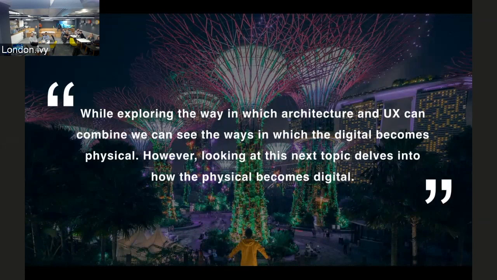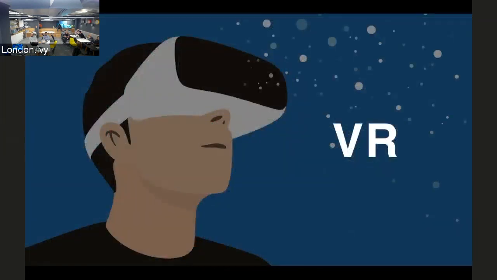While leaving architecture behind, I want to leave this section of the talk with this. While exploring the ways in which architecture and UX can combine, you can see the ways in which digital becomes physical. However, the next topic delves into how the physical becomes digital. And with that comes VR, obviously.